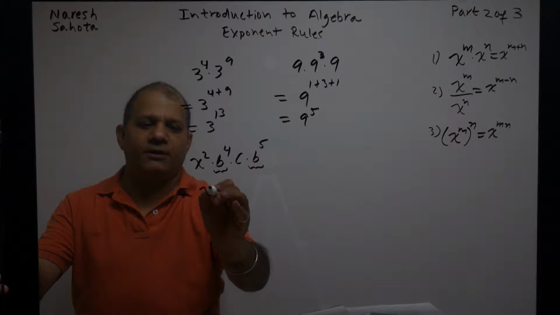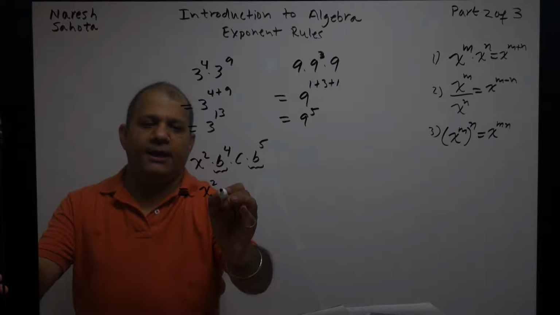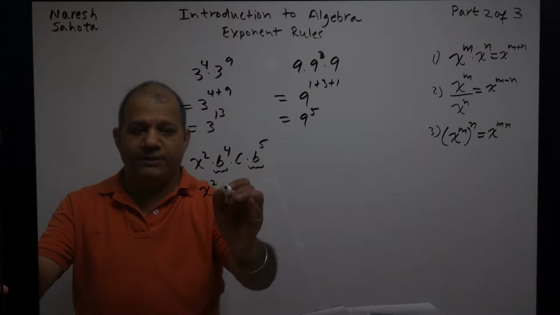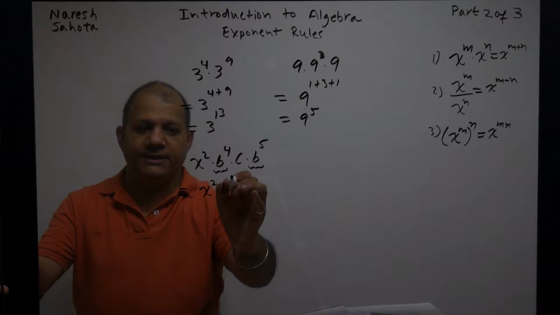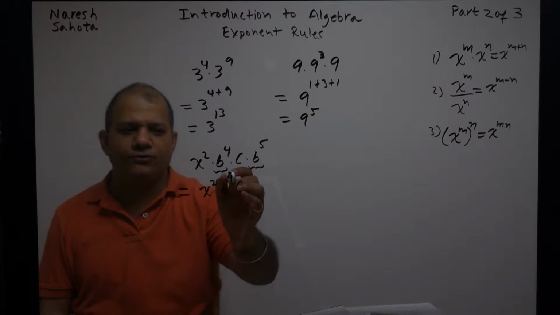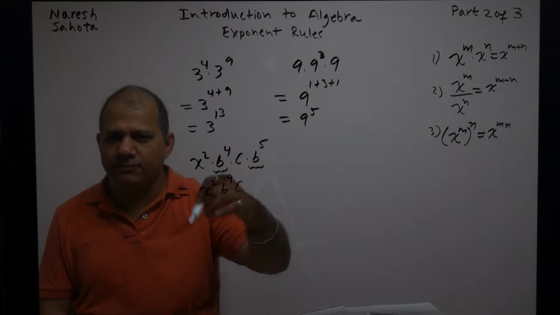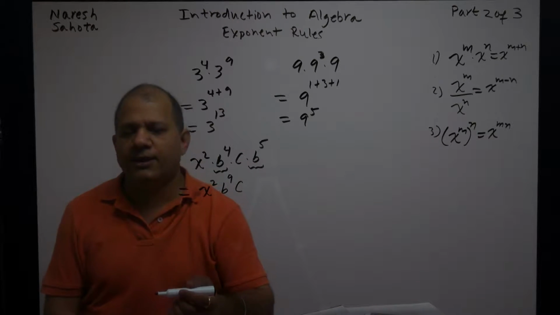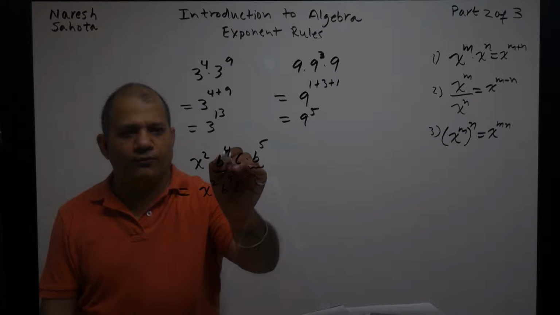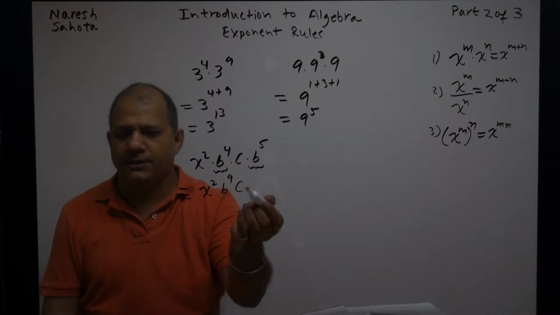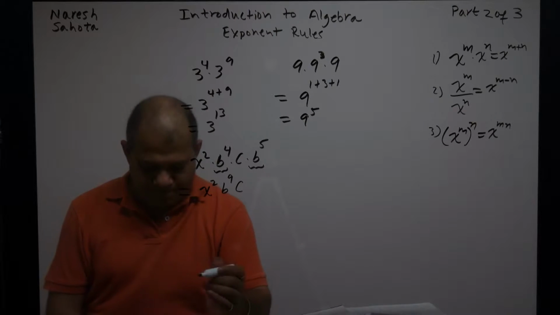So I can say, okay, let me copy x squared and let me do the b now. b to the 4 and b to the 5, so that will be b to the 9 and then times c. I don't have to write 4 plus 5 and then simplify at the next step. I could if I wanted to, but I don't have to. So 4 plus 5 is 9, so that's b to the 9 and c gets copied and we're done.